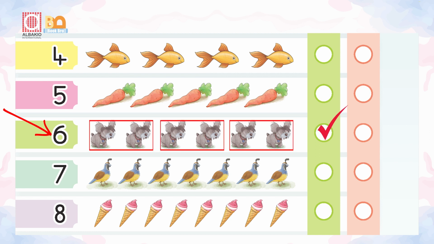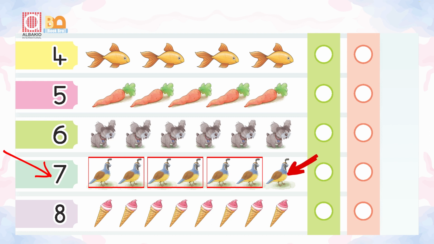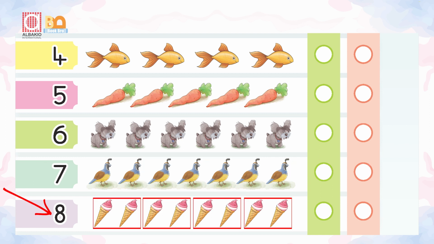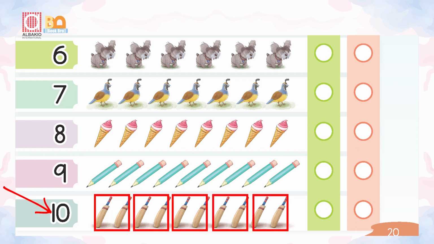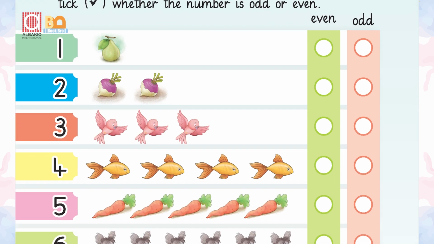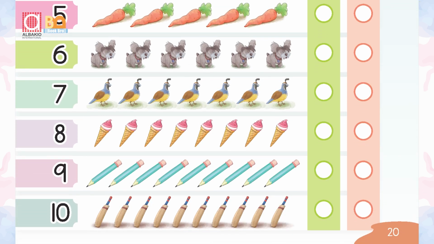6. We can make 3 pairs. 7. We can make 3 pairs but 1 is left over. So what is this? This is an odd number. 8. We can make 4 pairs. 9. We can make 4 pairs but 1 is left over, so this is an odd number. 10. We can make 5 pairs, so this is an even number. Remember, even numbers make pair and odd numbers do not make pair.